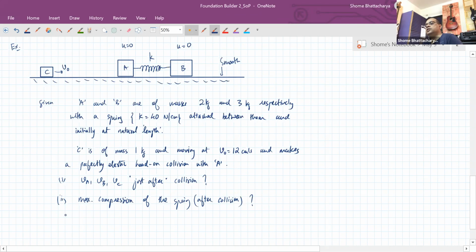Sir? Yes. Sir, which collision is there? Sorry, which collision is there? It is given: a perfectly elastic head-on collision. No, sir. In all questions, it will be given, no? The type of collision will always have to be given, no? Whether it is perfectly elastic or inelastic, or the coefficient of restitution will be given. Understood, no? Yes, sir. Because without that information, we can't solve, no? Okay.